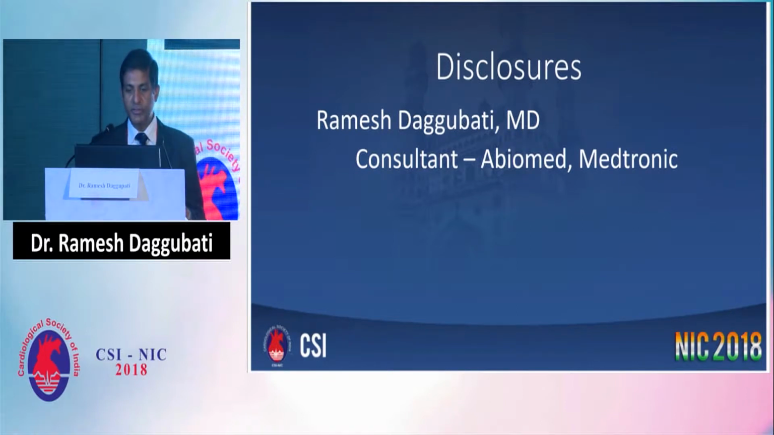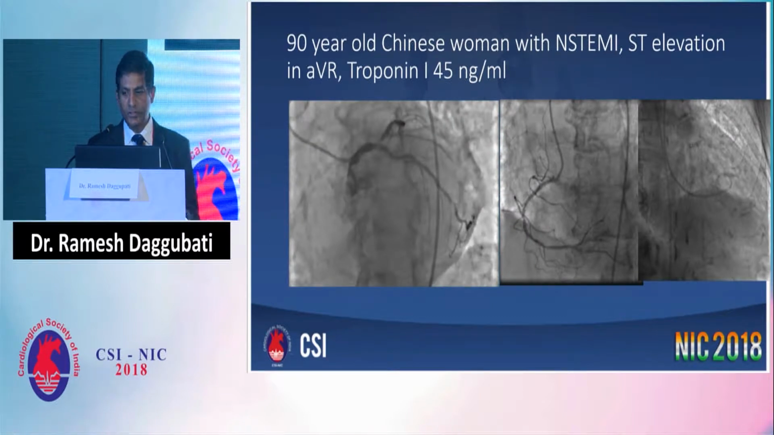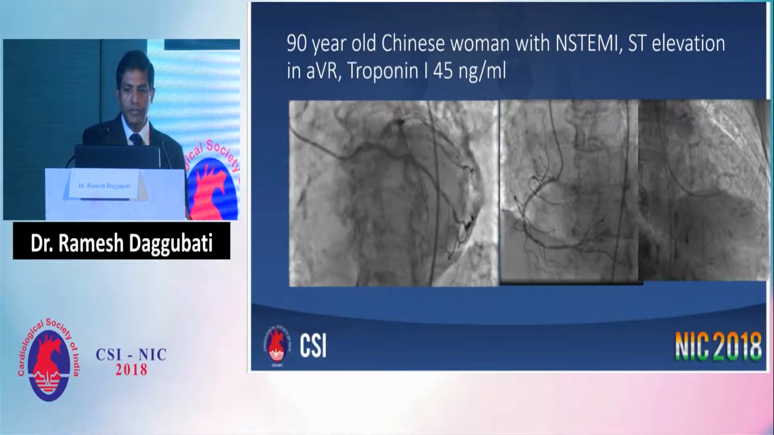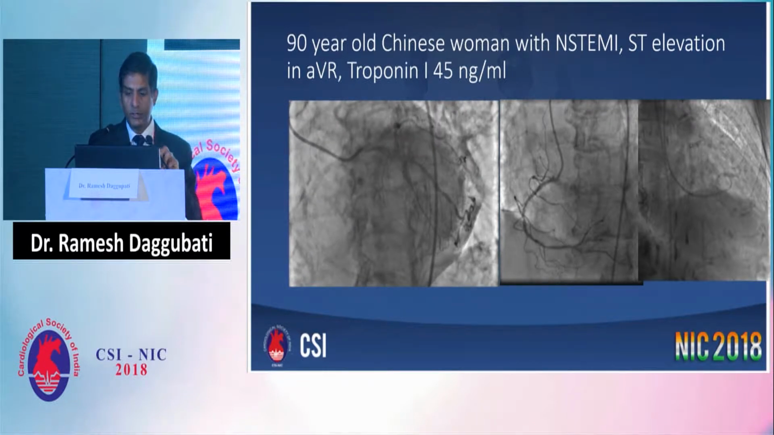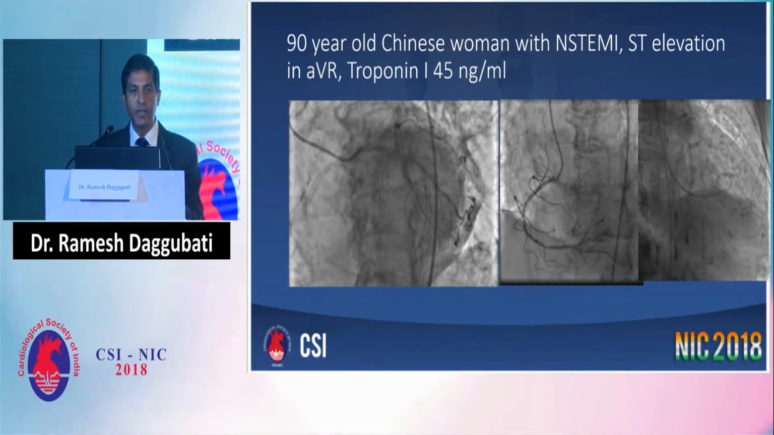So I'm going to set the stage for a chip program by talking about this 90-year-old woman. Some of you might have seen this patient's history yesterday. She is a Chinese woman living in New York. Her daughter is a pathologist at NYU, and she comes in with chest pain, ruled in for non-ST elevation MI. ECG showed ST depressions diffusely with elevations in AVR. Troponin was high at 45.